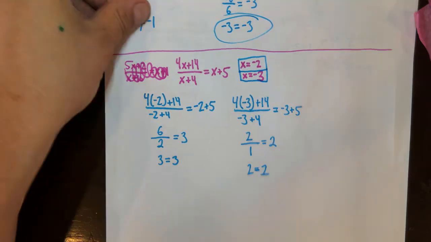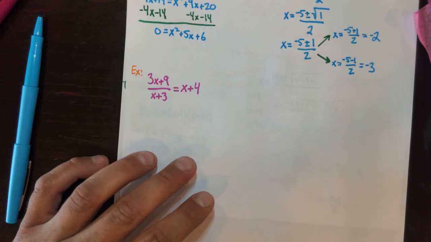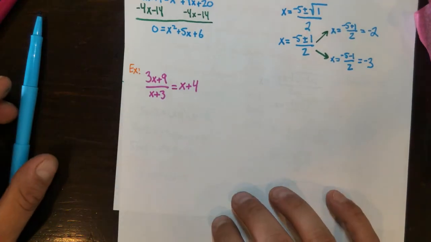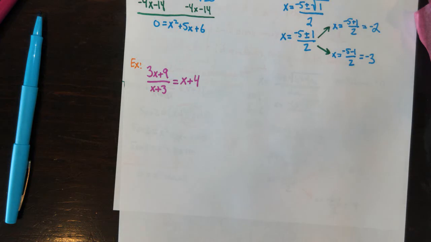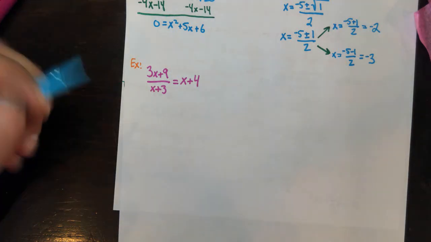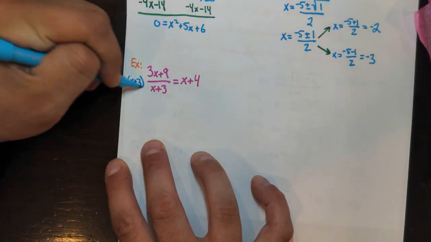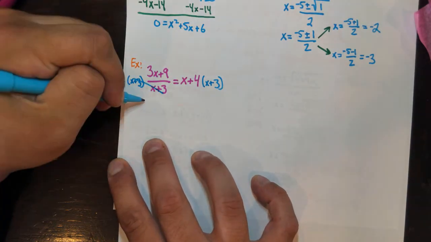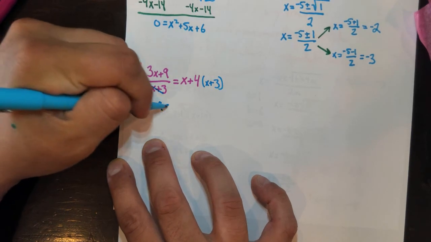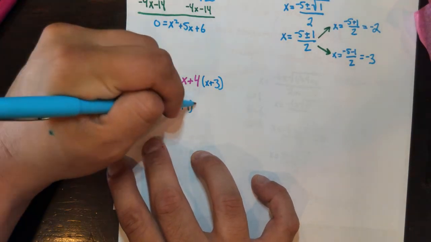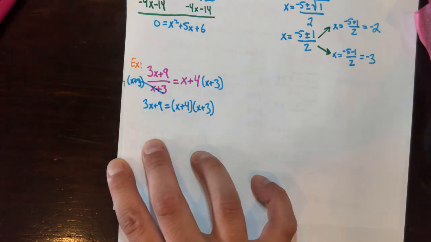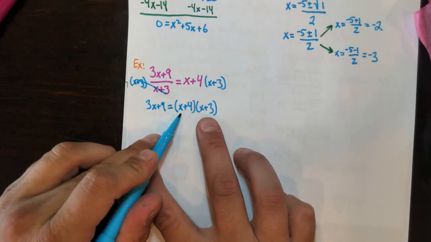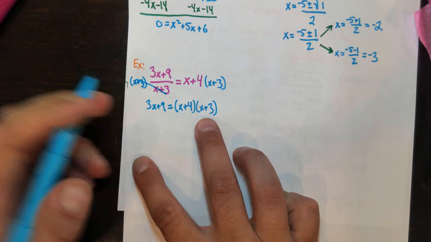Okay, let's go over one more example. So now we have 3x plus 9 over x plus 3 equals x plus 4. So again, first step, let's try to get rid of that fraction. So let's multiply both sides by x plus 3. So that will cancel this out. So we're left with 3x plus 9 equals x plus 4 times x plus 3. And then we're going to FOIL this. So we're going to multiply these together on the right side.